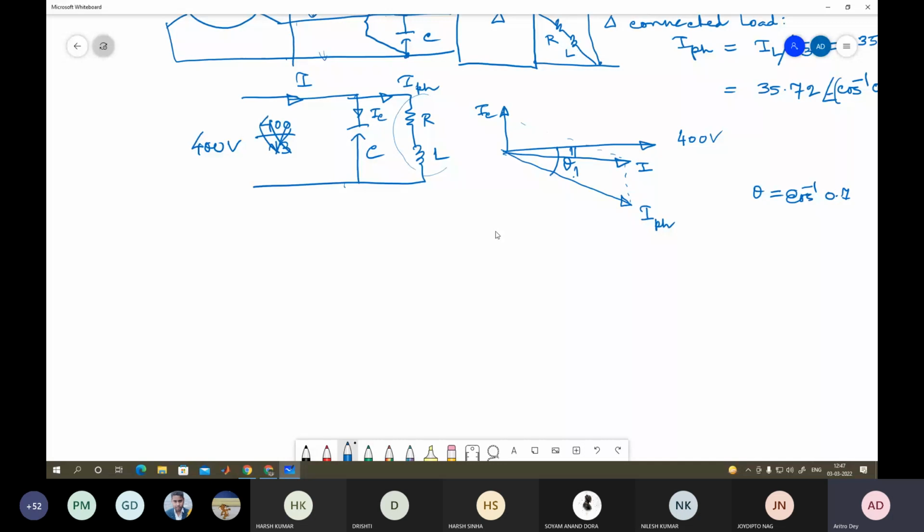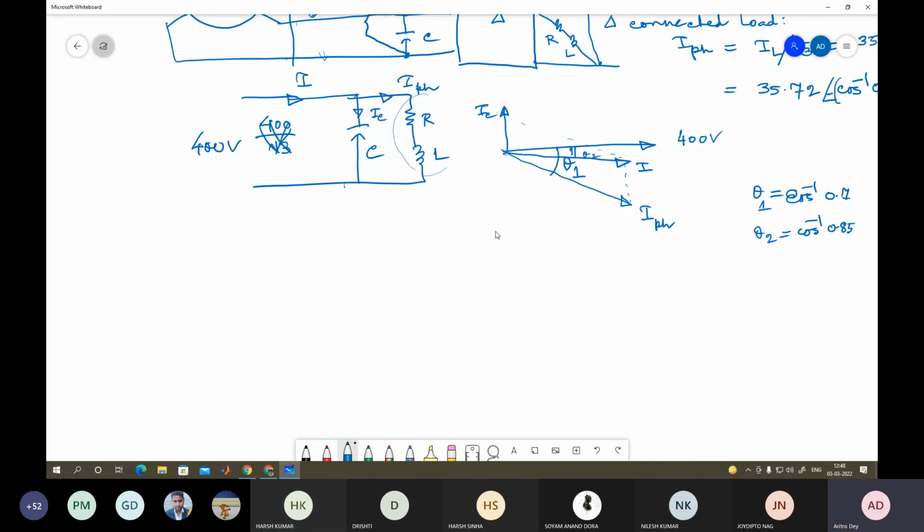If this is theta 1, theta 1 is cos inverse 0.7. Now this is your theta 2. So what is your theta 2? Theta 2 is cos inverse 0.85. This is what we are doing. This is your source, and this is your initial lagging current, and then once you add a capacitance in parallel, this current will be like this. So this is how your power factor will improve from theta 1 to theta 2, as the angle is reduced from theta 1 to theta 2, because theta 2 is less than theta 1. Okay, is it clear?